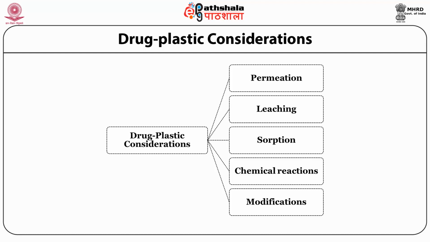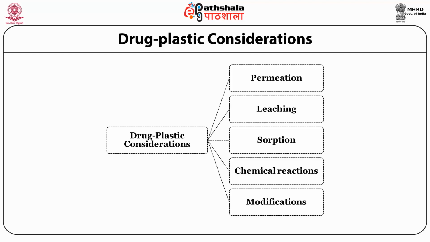So the first one is the permeation, because sometimes the plastic allows many drug molecules to permeate, and again it will cause serious issues in the preparation. The leaching: there are certain materials which can leach out from the plastic into the preparation which is stored in the plastic container. Another defect may be the sorption. There are certain drug molecules which can transfer from the preparation to the plastic material, and they are going to adsorb on the plastic surface, and they hamper the quality of the preparation.